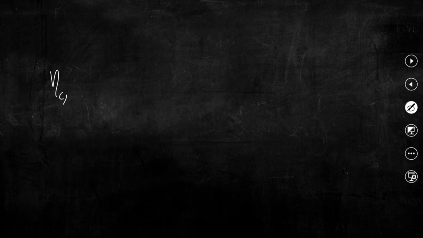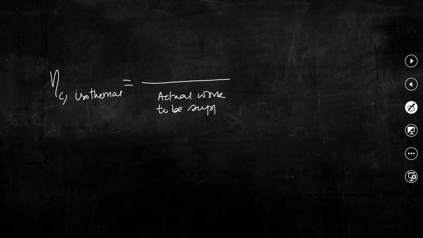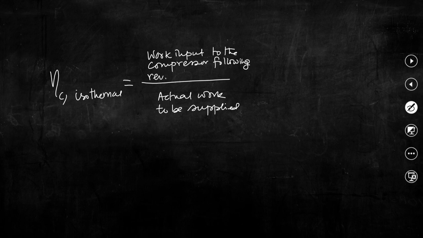Similarly, we can write eta compression isothermal. What would this be? Isothermal, basically, is again the work input to the compressor following a reversible isothermal process, divided by the actual work to be supplied, right.